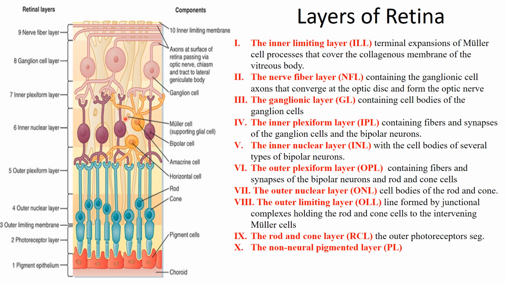Then this is the layer of the cell bodies and their nuclei of the bipolar cells, the amacrine cells and the horizontal cells, as well as the nuclei of the Muller cells. So they form the inner nuclear layer. And their axonal processes finally form synapses with the dendrites of the ganglion cells, and they are lying internally, so they form the inner plexiform layer.